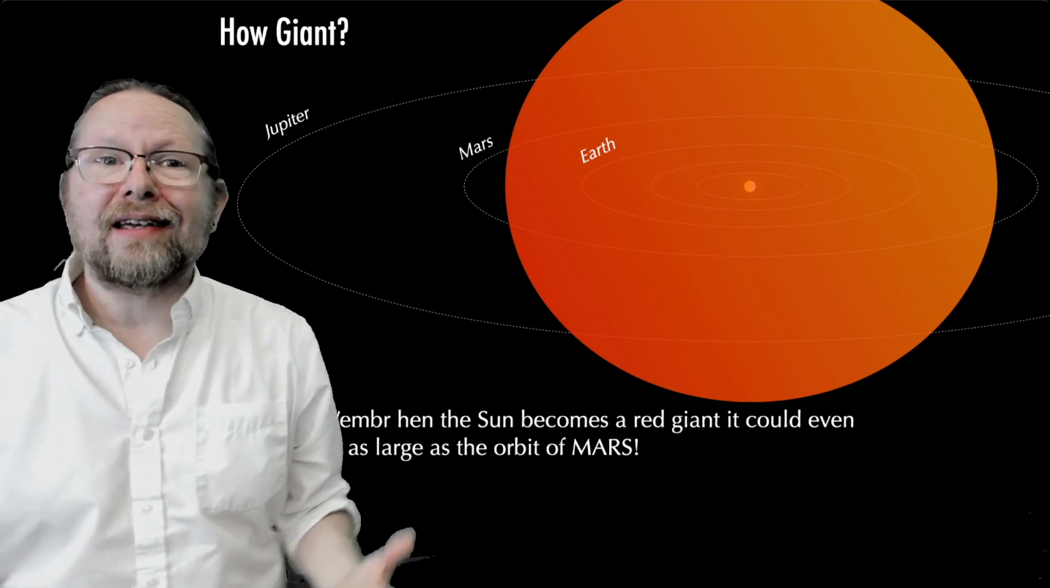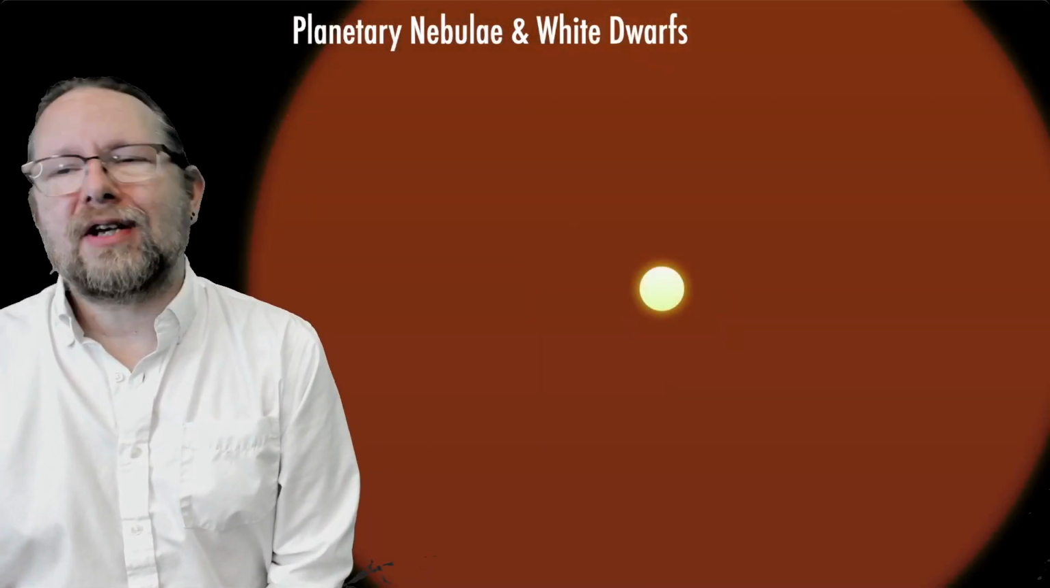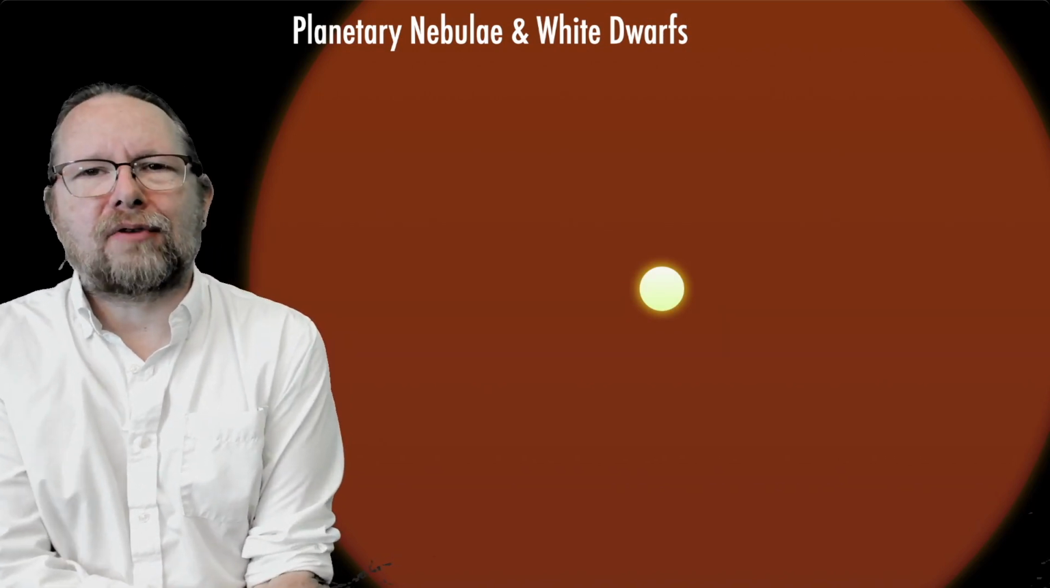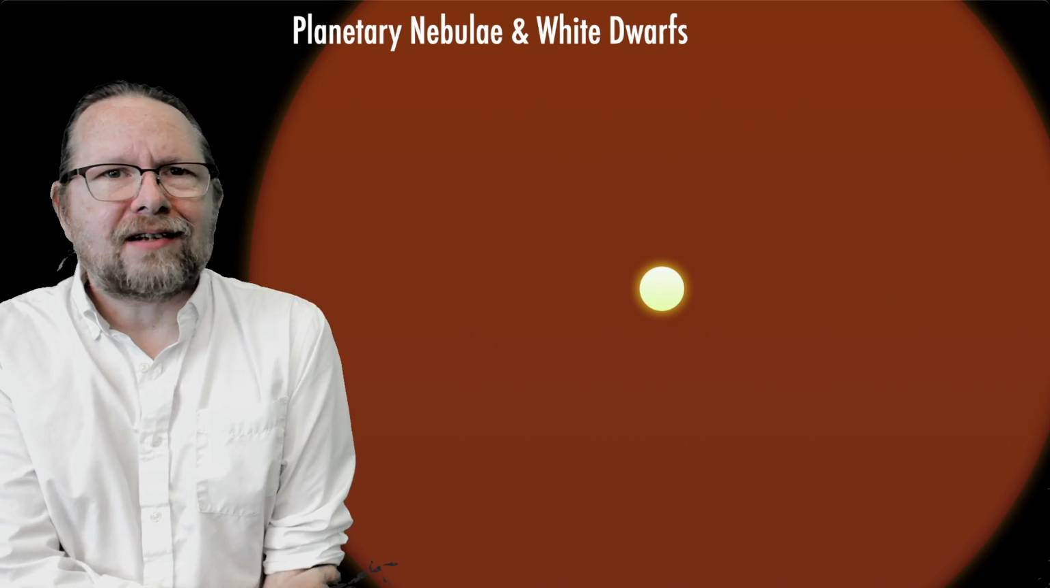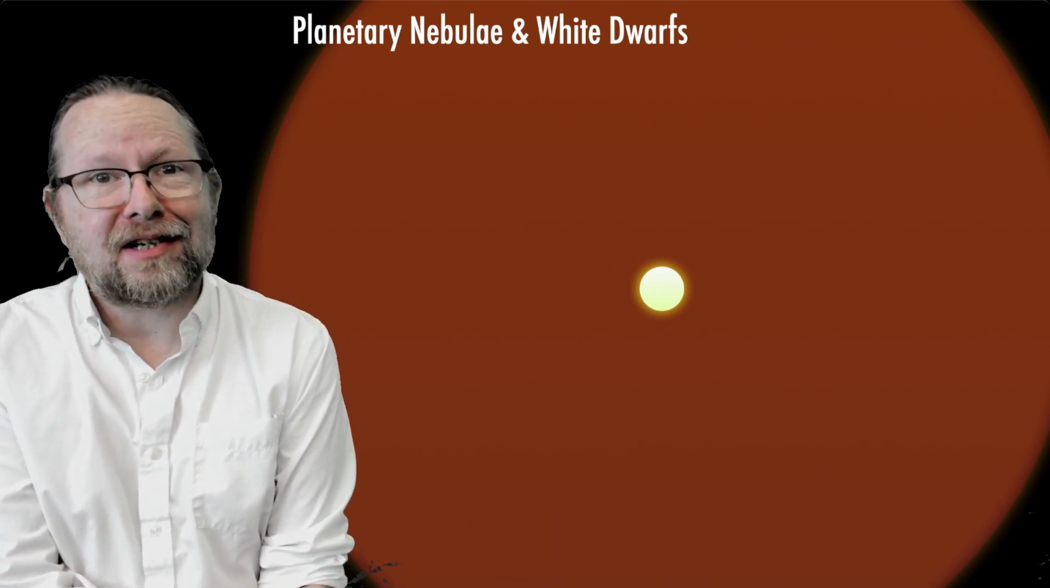So the Earth is a goner by the end of the subgiant phase and evaporated essentially during the red giant phase of the sun. That's not something to concern yourself with. It's 5 billion years in the future.